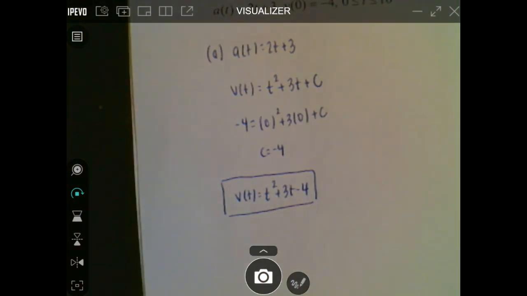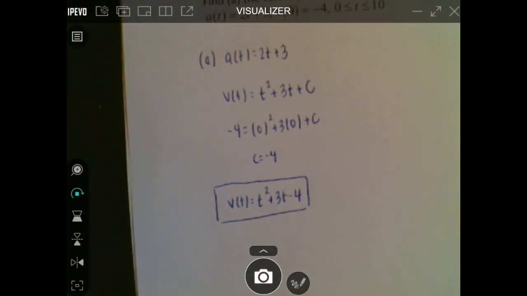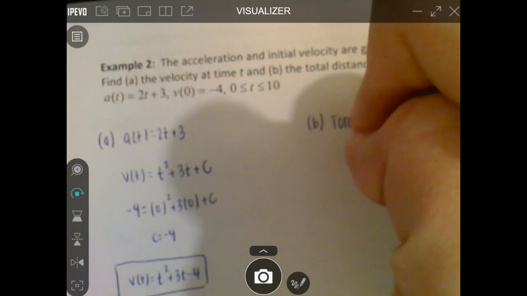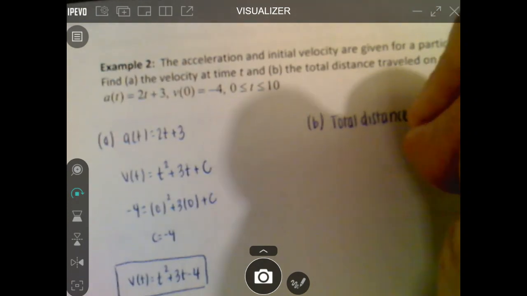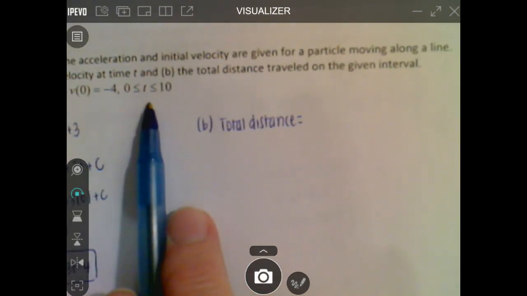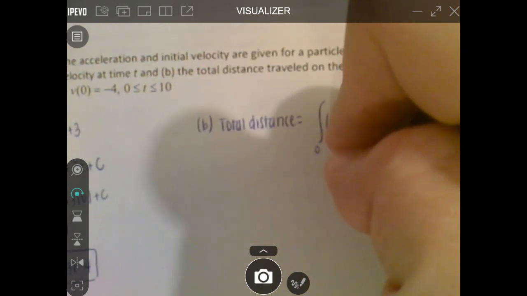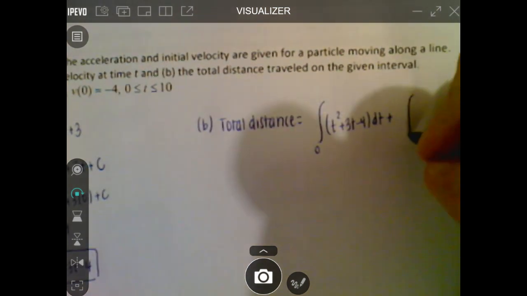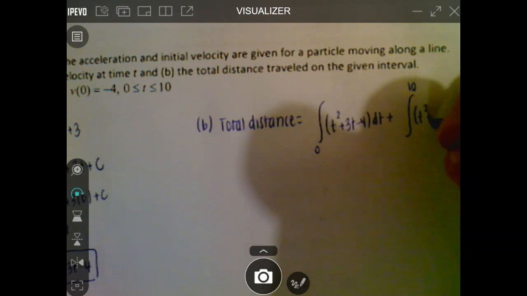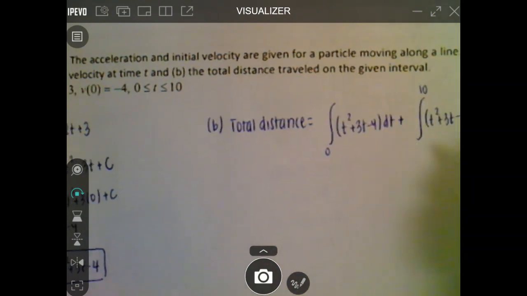So here's part A. There's my velocity function. This is what I'm going to need to use in part B to find total distance. So my total distance here, and we're talking total distance here, so this is going to be, again, the absolute value that we have to worry about. So my total distance is going to be, looks like times from 0 to 10. So 0 to something of this v of t, so t squared plus 3t minus 4 dt. And then the integral from something to 10 of the t squared plus 3t minus 4 dt.